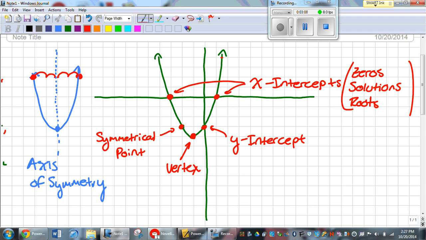Just looking at this, we have a ton going on here. We've got 5 vocabulary words that you need to know: the vertex, the y-intercept, the x-intercepts, the symmetrical point, and the axis of symmetry. All of these points you need to know, and as we talk about them, you need to know how to find them. So let's go through some of these formulas.